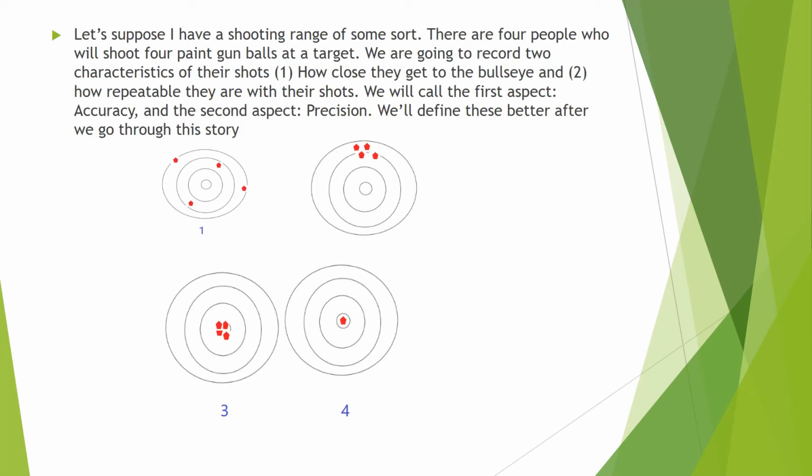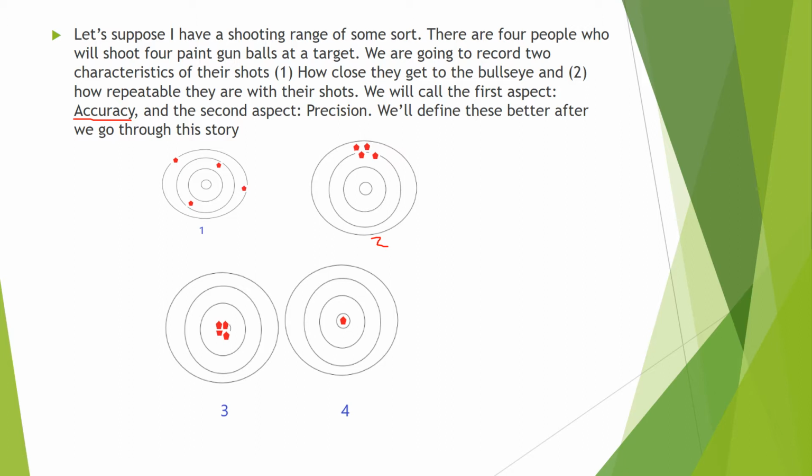And I always like using this scenario here. Let's say I have some sort of shooting range. There are 4 people shooting. I have first person, second person. There are 2 things I'm going to look at: how close they get to the bullseye and how repeatable the shots are. The first part I'm going to relate to accuracy, how close they get to the bullseye. The second part is called precision, how close their shots are together. So we're going to score all 4 of these guys in terms of both of those.